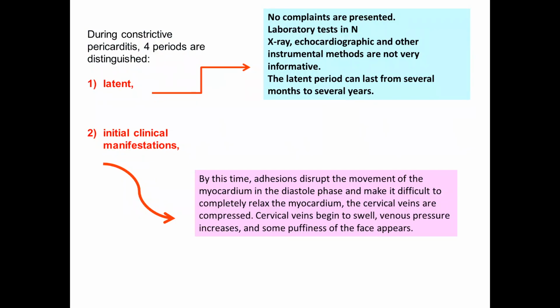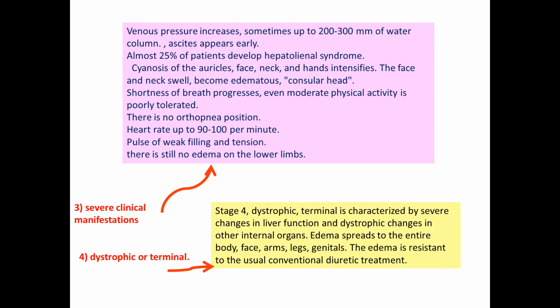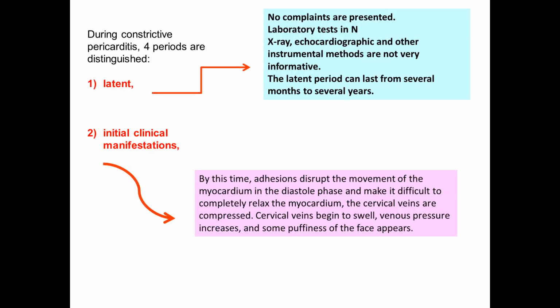During constrictive pericarditis, we distinguish 4 periods: latent, initial clinical manifestation, severe clinical manifestation, and dystrophic or terminal. During the latent period, no complaints are present. Lab tests may be normal. X-ray, echocardiography, and other instrumental methods are not very informative.